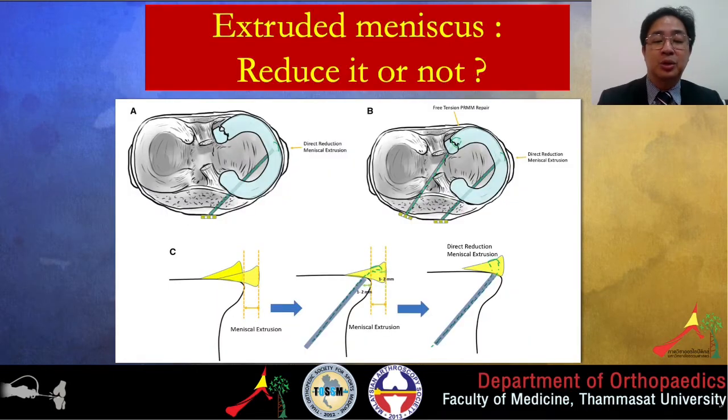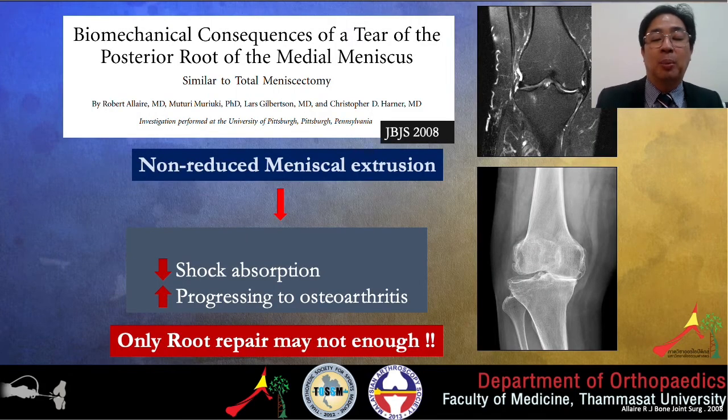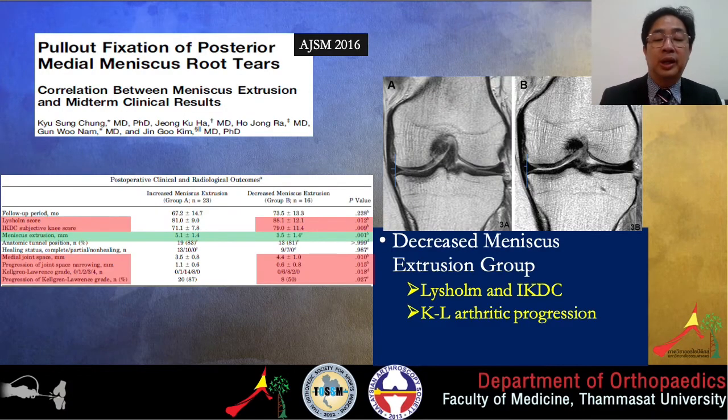The meniscus extrusion, do we need to reduce it or not? This article proposed that the non-reduced meniscus extrusion decreased shock absorption and increased progression to osteoarthritis, so only root repair may not be enough. Dr. Jin Gu Kim found that the decreased meniscus extrusion group have better Lysholm and IKDC score and less KL arthritic progression.